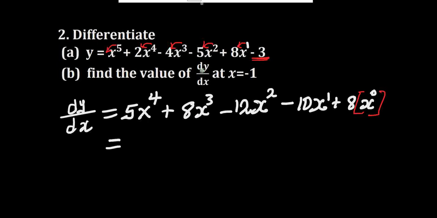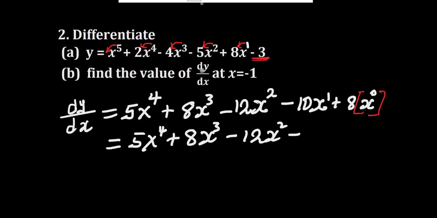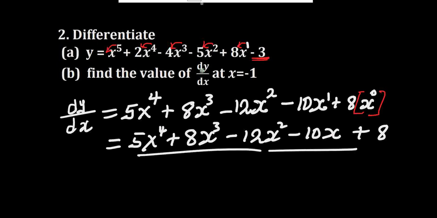So this will become 5x to the fourth power plus 8x to the third power minus 12x squared minus 10x plus 8. So this is the answer to question A. Now, question B.